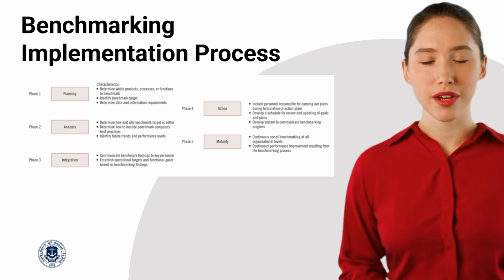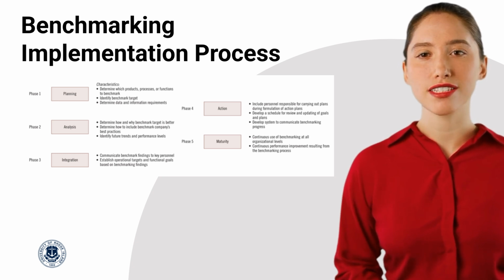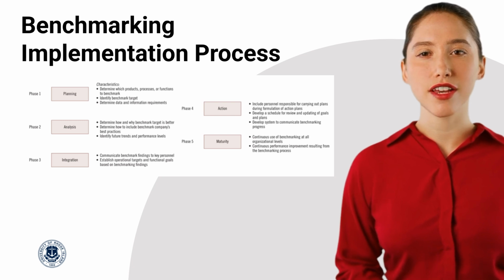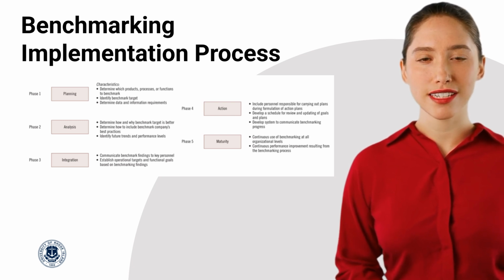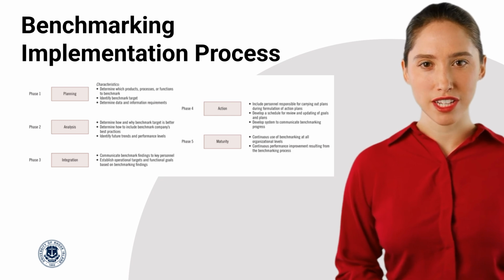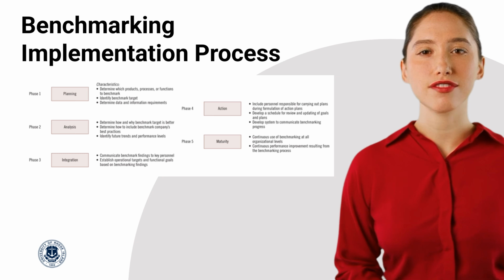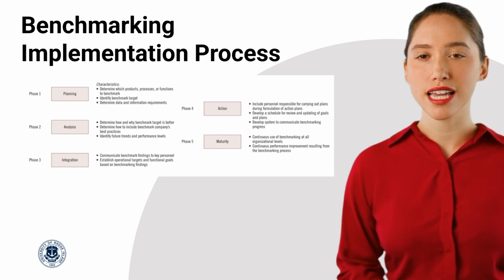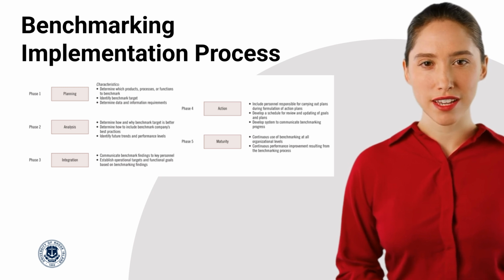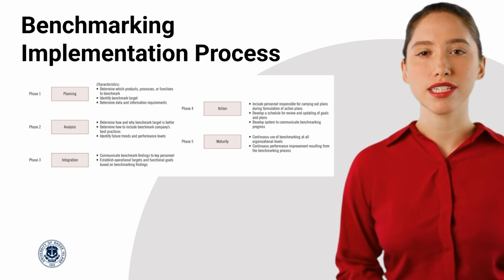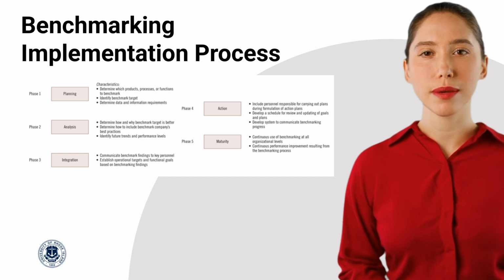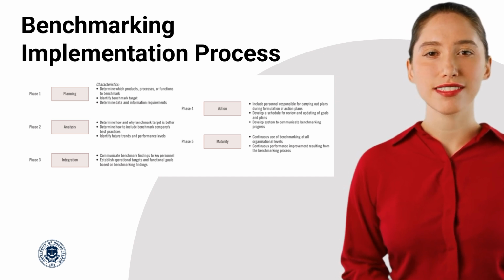The second phase is analysis. During this stage, organizations evaluate how and why the benchmark target performs better. The goal is to identify best practices and determine how those practices might be incorporated into the company's own operations. This phase may also involve identifying future trends and expected performance levels. The third phase is integration. At this point, benchmarking findings are communicated to key personnel across the organization. Managers then use these insights to establish operational targets and functional goals that align with the lessons learned from the benchmarking analysis. The fourth phase is action.